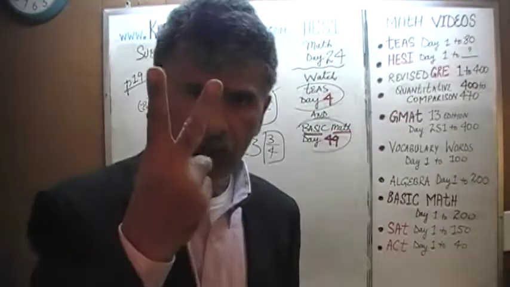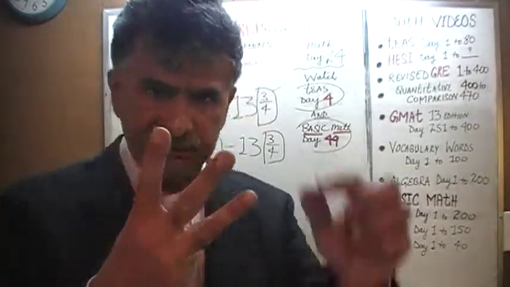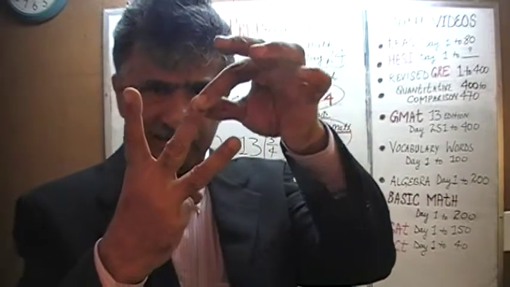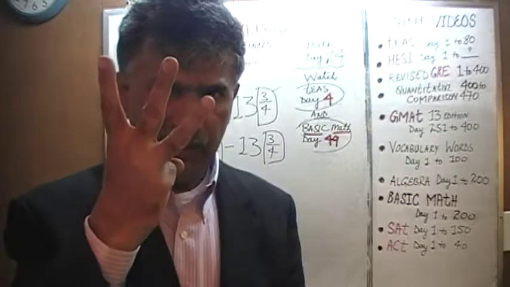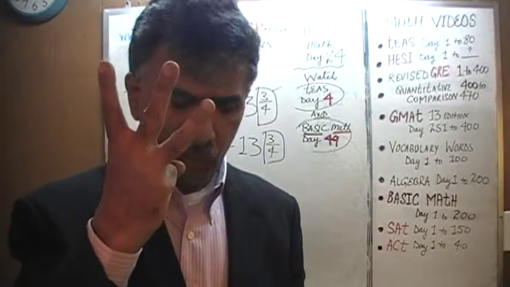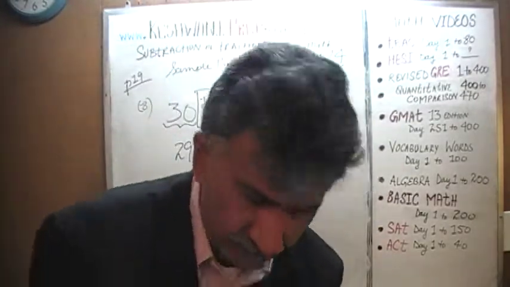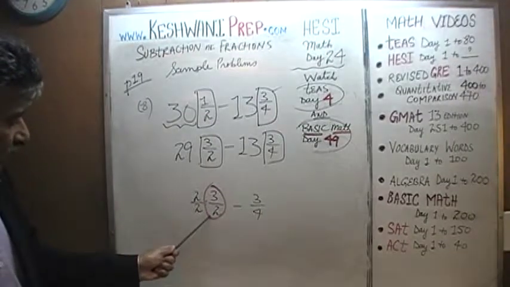We have 3 halves. 1 half, 2 halves, 3 halves. This half is made up of 2 quarters. This half is made up of 2 quarters. This half is made up of 2 quarters. In other words, if you have 3 halves, 3 halves is the same as 6 quarters.